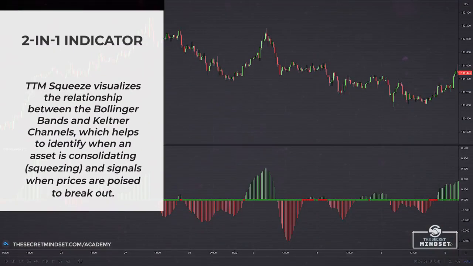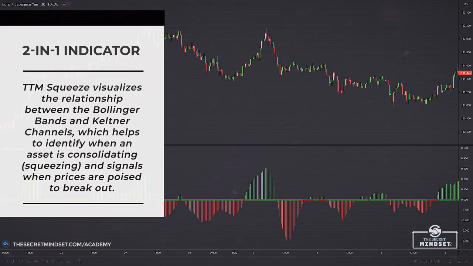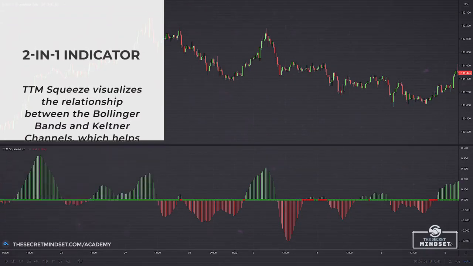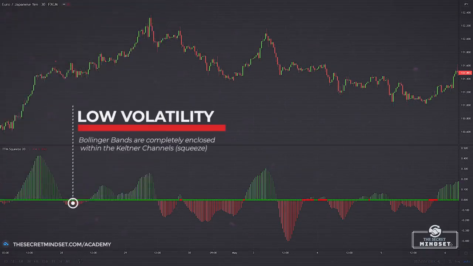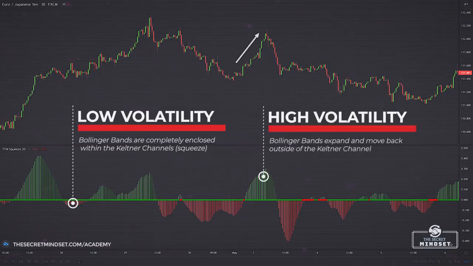The TTM squeeze indicator visualizes the relationship between the Bollinger Bands and the Keltner channels, which helps to identify when an asset is consolidating, meaning squeezing, and signals when prices are poised to break out. If the Bollinger Bands are completely enclosed within the Keltner channel, that indicates a period of very low volatility. This state is known as the squeeze. When the Bollinger Bands expand and move back outside of the Keltner channel, volatility increases, and prices are likely to break out of that trading range in one direction or the other.